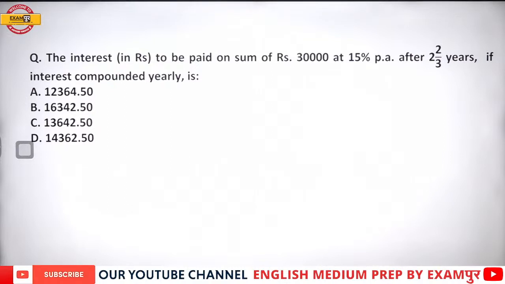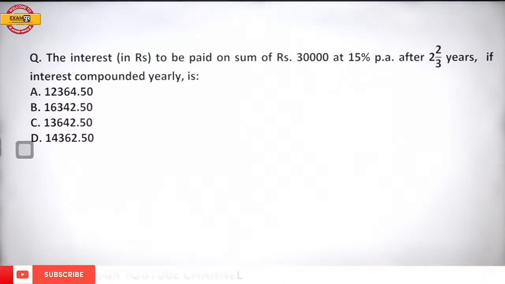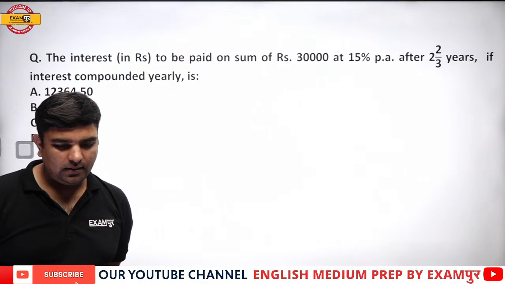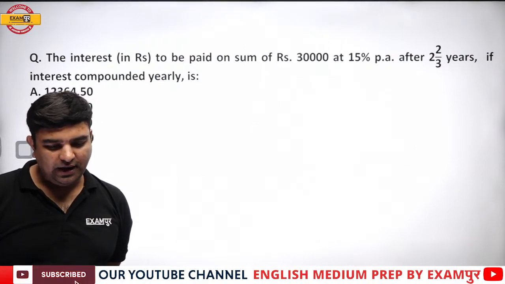₹30,000, 15% per annum rate, 2 by 3 years, interest compounded yearly. What is the interest? Acha, the rate percent was given.